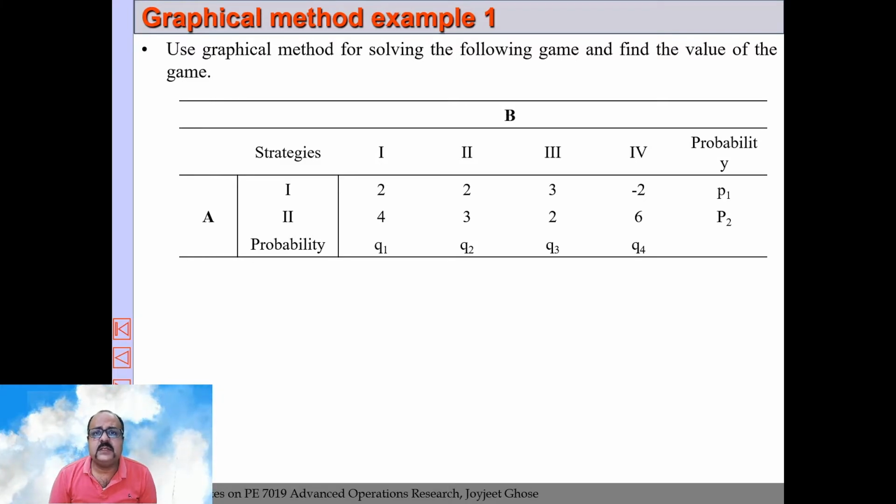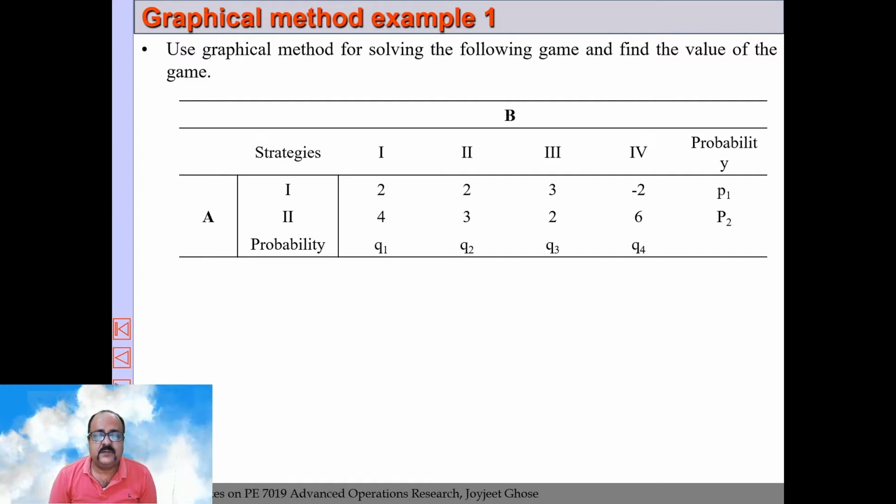Now, sometimes it is not possible to solve by the algebraic method because the payoff matrix is more than 2 by 2, there is no saddle point, and you cannot reduce the payoff matrix further. If it is 2 by 3 or 3 by 2, you can solve it by the subgames method. However, if it is more than that, it is not possible to solve by the subgames method.